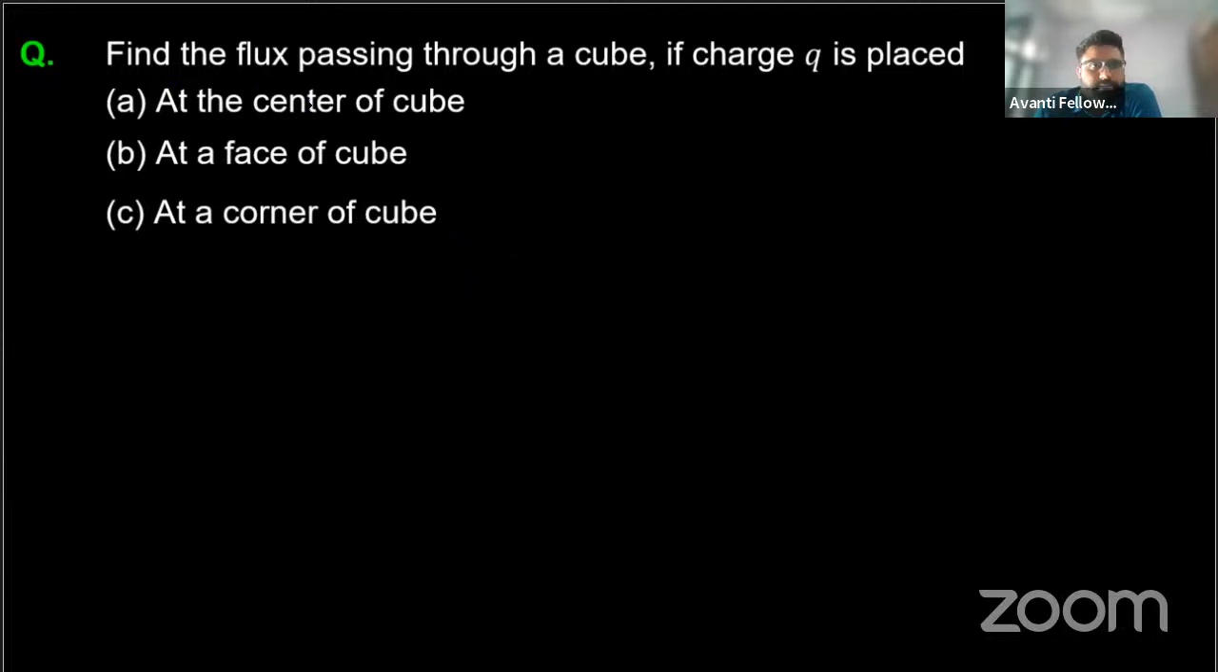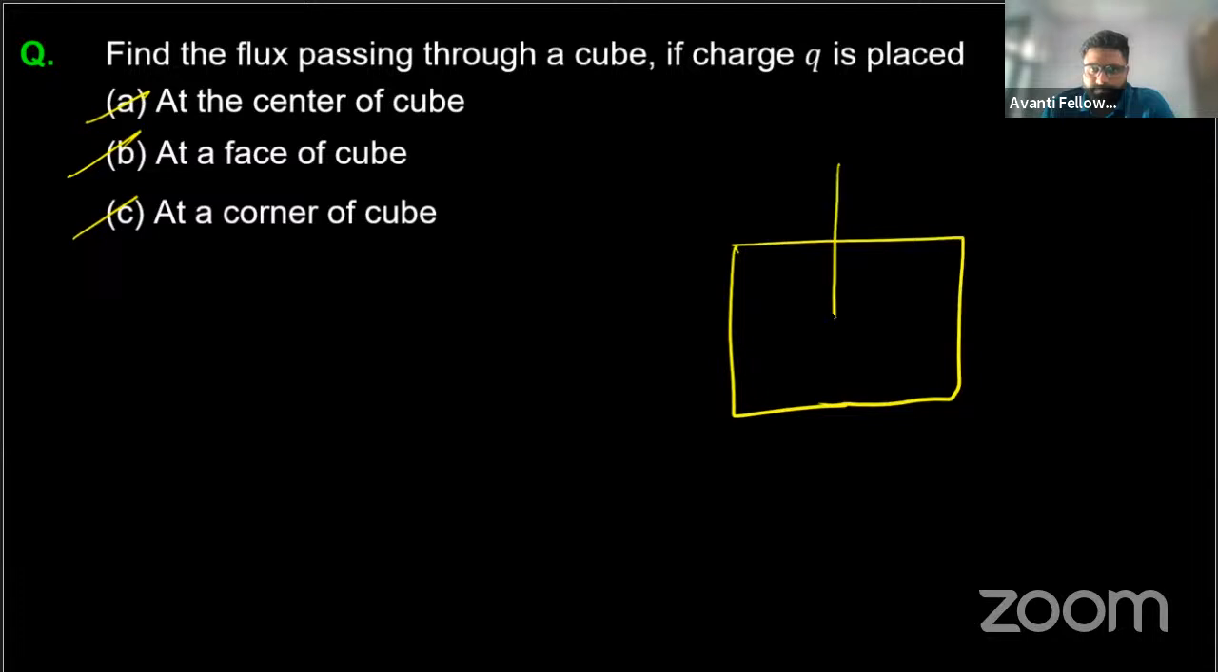Okay, find the flux passing through a cube if charge q is placed at the center of a cube, at the face of a cube and at a corner of a cube. So here we are given three types: when we place it at the center, when we place it at the face of the cube, and when we place it at the corner. What is the flux passing through the cube? This is the cube that we have, let's say. This is the cube.